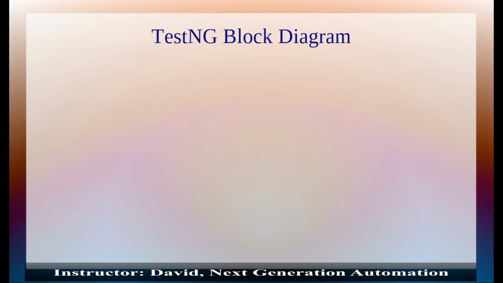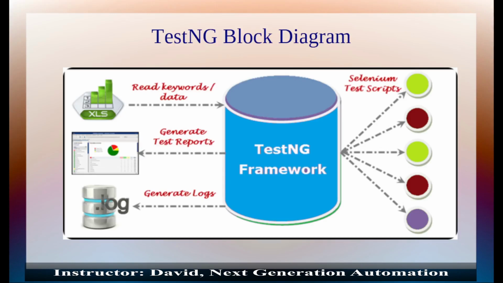Now I will explain about the TestNG block diagram. As shown in the block diagram, the TestNG framework plays an important role during test automation. TestNG framework integrates closely with test automation framework components like Selenium based test scripts, logs generation, test reports generation and running test scripts based on test keywords or test data. Any test request first comes to the TestNG framework and the framework decides which test to run first and what criteria should be set while running any test.